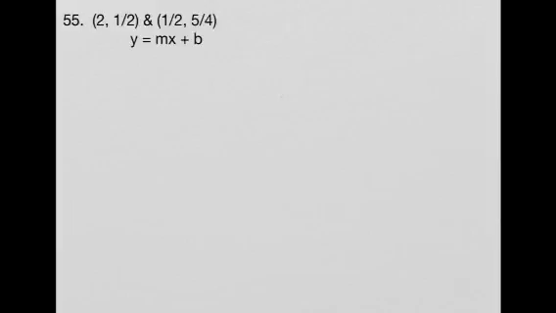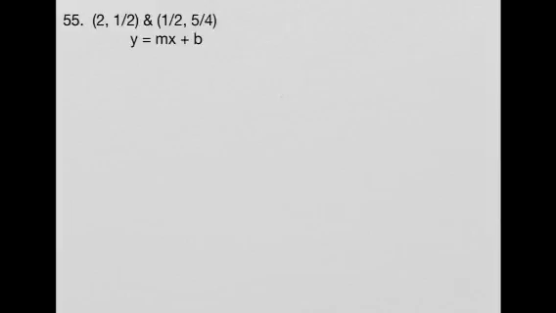Okay, so 55, similar to 50, where they want you to write an equation in slope-intercept form for the line that passes through these 2 points. So just like before, we need to find the slope and then the y-intercept. So let's set up the slope. For this one, 55, let me change this quick.